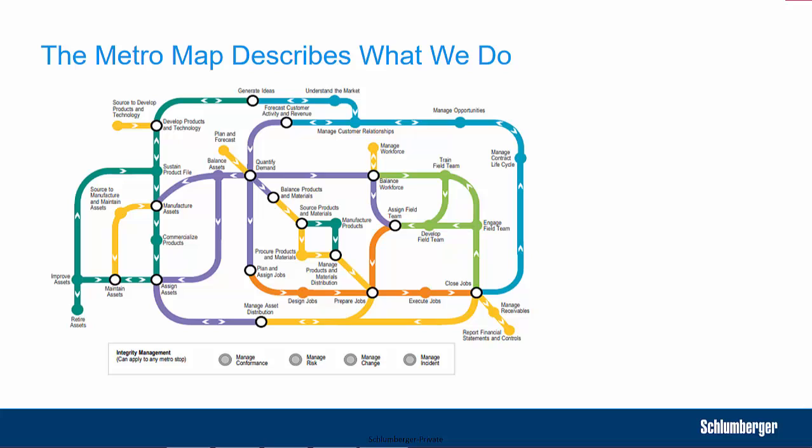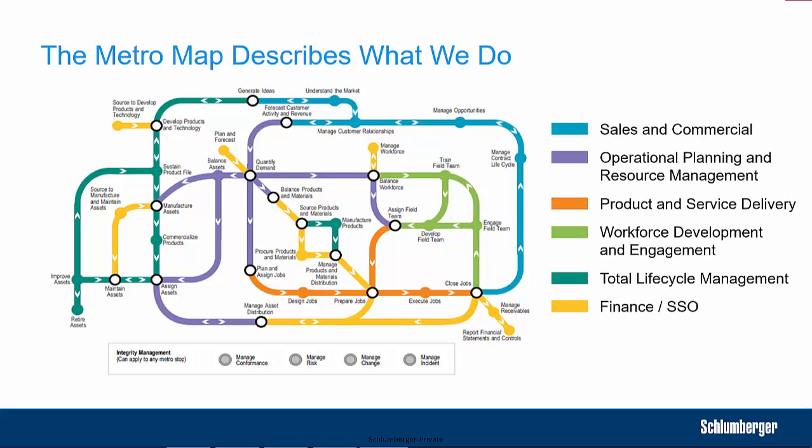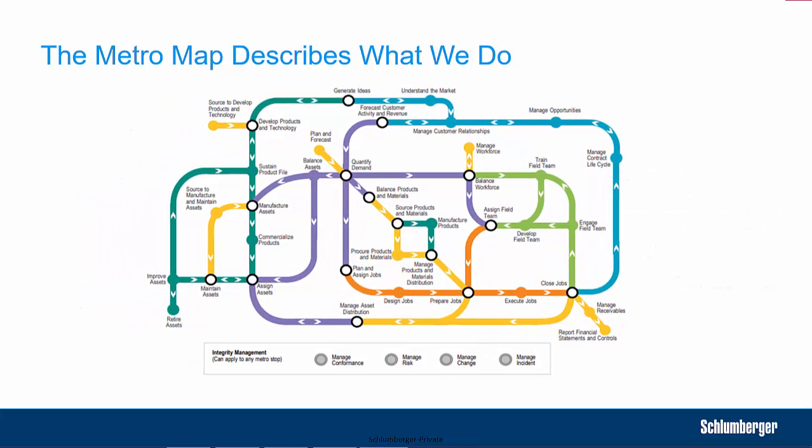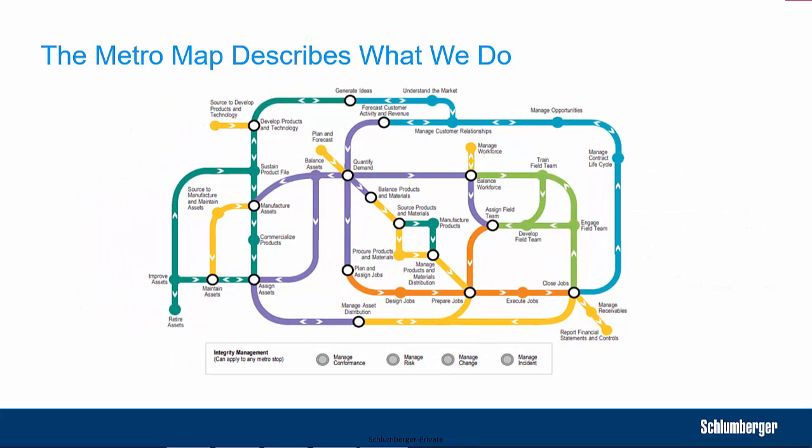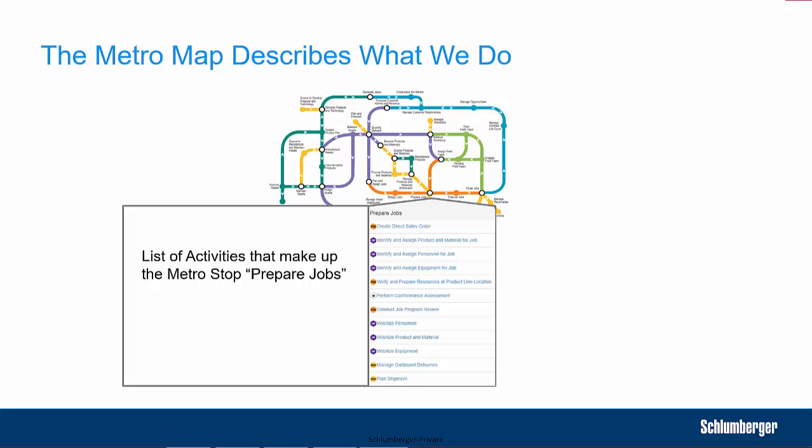quality event in Quest. The metro map shows multiple processes and which function is responsible for delivering them. The solid and open circles on the metro map are referred to as metro stops and represent groupings of activities. Open circles represent interfaces between two functions. A process is formed from a series of activities to describe what we do. Each activity is assigned to a function that is responsible for performing that activity in a safe, reliable, and efficient manner.